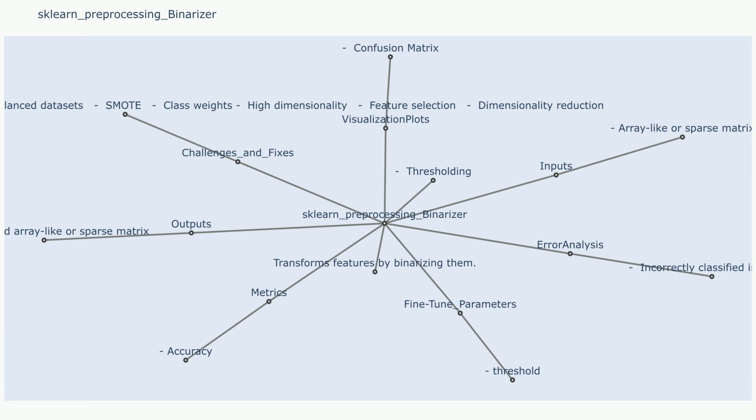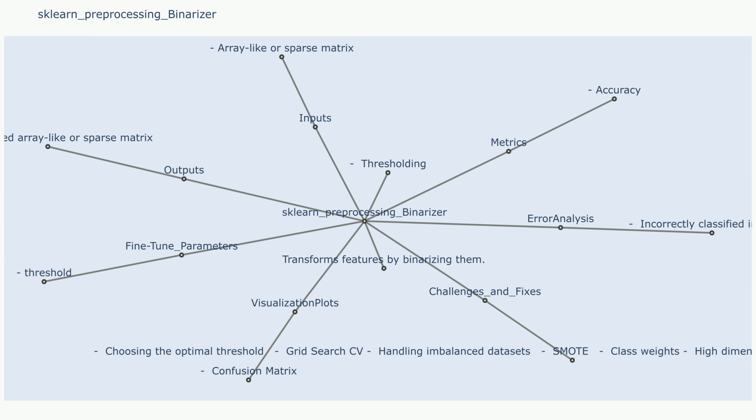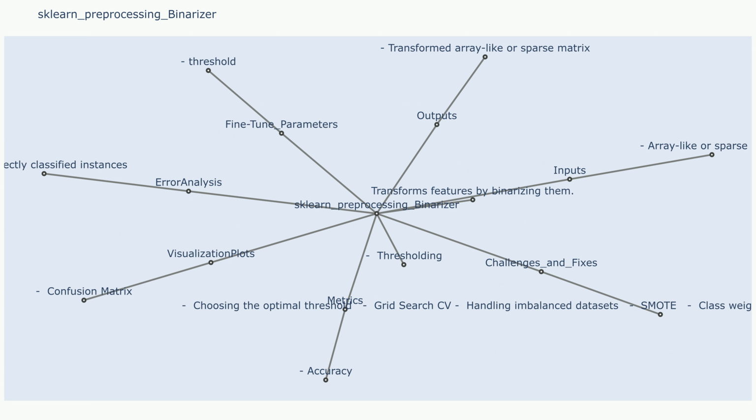Fixes to challenge 1. Domain expertise. Consult domain experts to understand the significance of different threshold values in the context of the problem. Exploratory data analysis. Visualize the distribution of the features and identify potential thresholds based on meaningful breakpoints. Grid search. Experiment with a range of threshold values using grid search cross-validation to find the optimal threshold that maximizes model performance. Challenge 2, handling missing values.